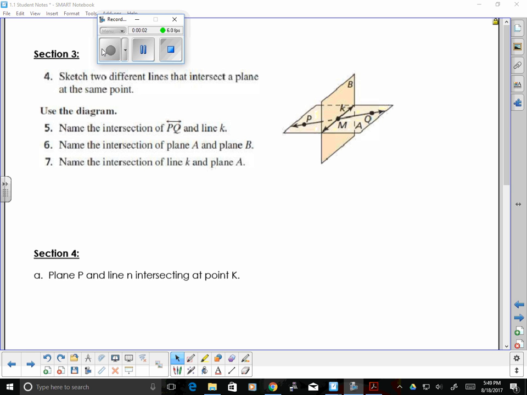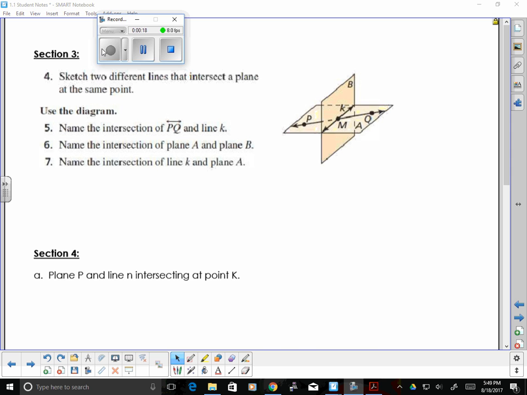Here we go. We are on section 3 and 4. So on section 3, we are starting out with a sketch. We're going to do one sketch and then we're going to use this other picture to help us. So sketch two different lines that intersect a plane at the same point.